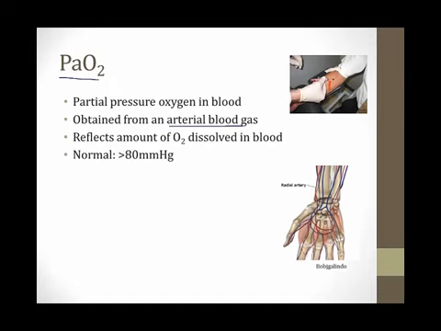An arterial blood gas requires a needle stick, like is shown here for drawing venous blood. However, instead of sticking the needle into a vein, you stick it into the radial artery and you draw a sample of arterial blood. And from that sample, you can determine the PaO2, and this reflects the amount of oxygen dissolved in the blood, and a normal PaO2 is greater than 80 millimeters of mercury.